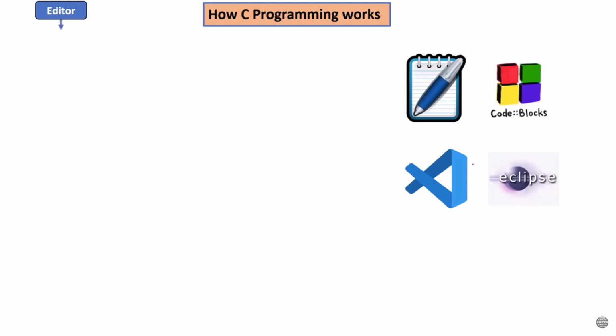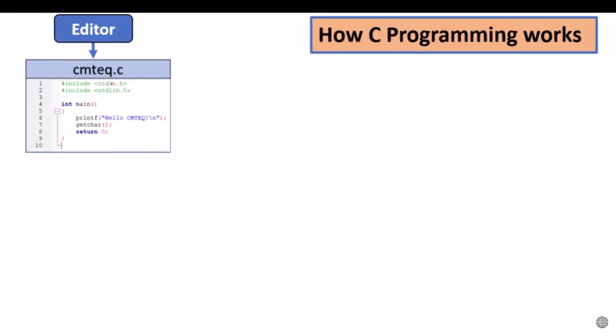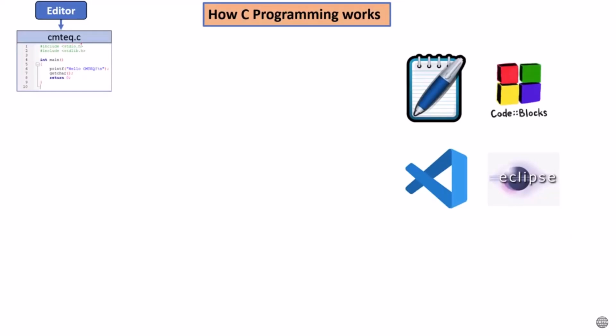Now, these editors are used to write source code. As you can see here, a source code has been created named CMTEQ.c. Now, in the source code here, we've got some directive header files, and we've got the main program.